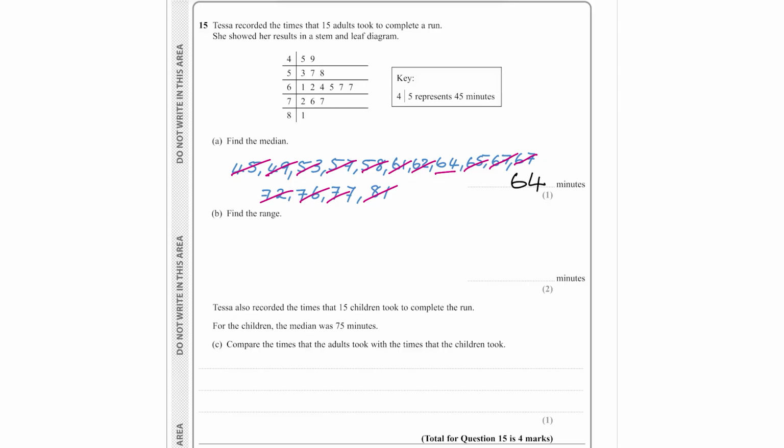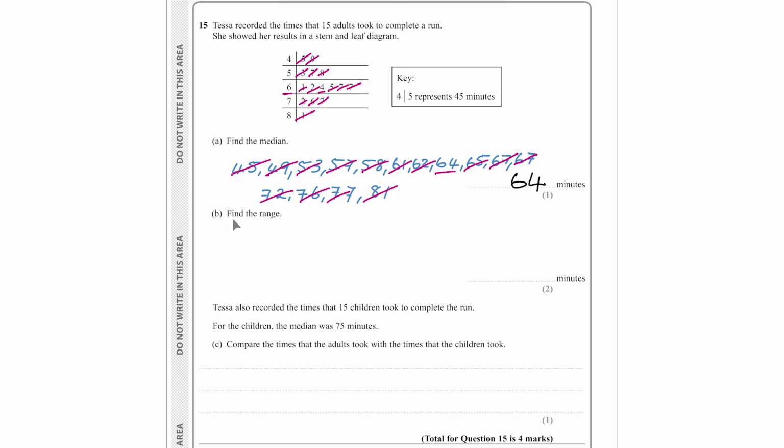It's the same process. You knock off that one from the beginning and that one from the end, and then the next one from the beginning, the next biggest one from the end, and so on. You're left with 4, and that's in the 60s, so 64.